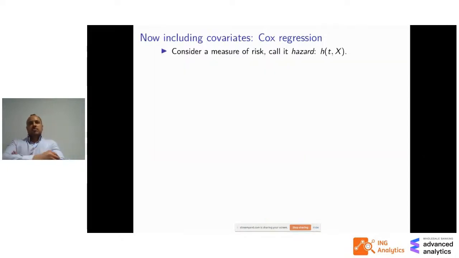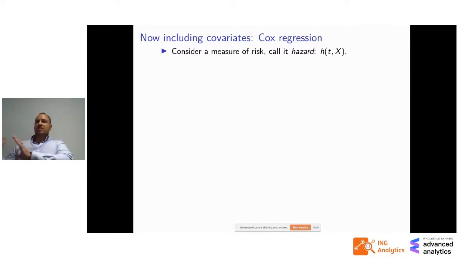Okay, and one of the most common tools is actually Cox regression. I'll just walk you through it very quickly, just in case you see it later, so you can see how it works under the hood. Say you have a general measure of risk called hazard, and it's obviously going to be a function of time, and also a function of covariates, right?